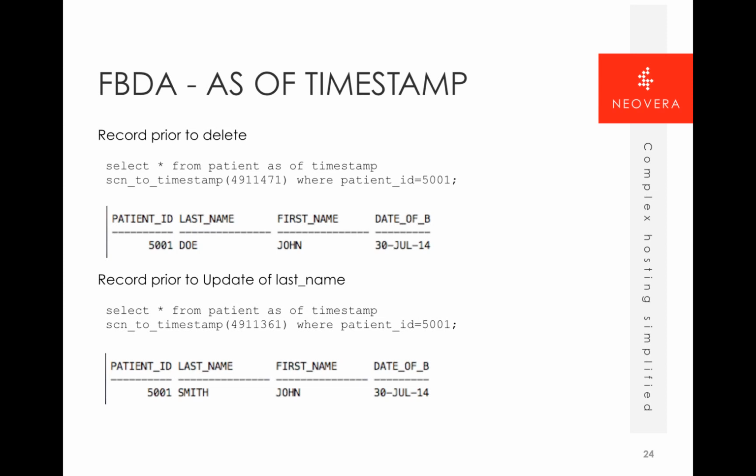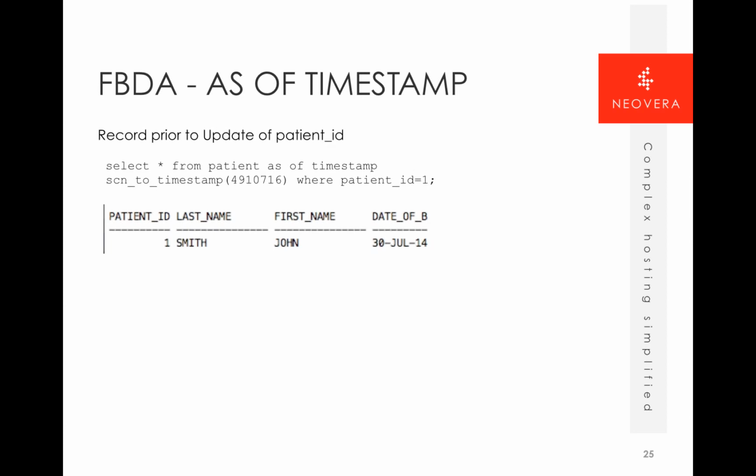Then I say, okay, let's get the record prior to the update of the last name. So the patient ID was updated, but the last name wasn't at that point in time. Again, we're doing SCN to timestamp. Most often, you'll probably have a to timestamp function with an actual timestamp value in there, but for simplicity, I'm using SCNs. And then where patient ID equals 5001. Now you can see I'm looking at the table with the last name Smith. So this is a case where the record's not even in the table, but I've managed to look at it prior to the delete and prior to the update.